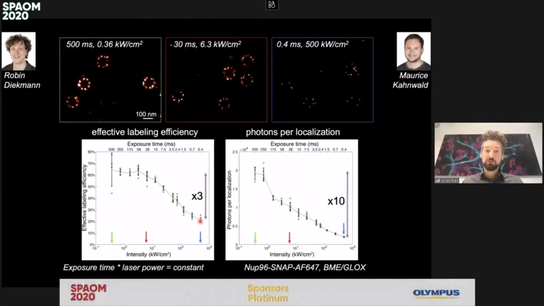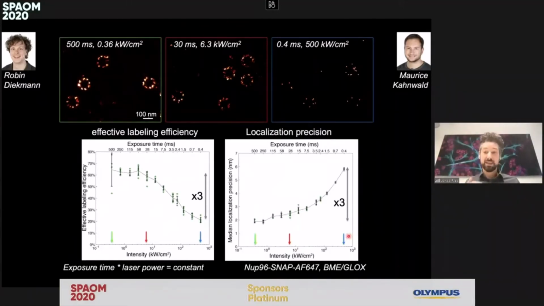If you look at the number of photons we detect per localization, the difference is even higher. We see here that for the very slow imaging conditions, we obtain about 10 times as many photons per localization as if we go very fast. And this directly translates in a difference in localization precision or resolution of a factor of 3 between slow and fast imaging. And a factor of 3 is really quite substantial in the field of localization microscopy.